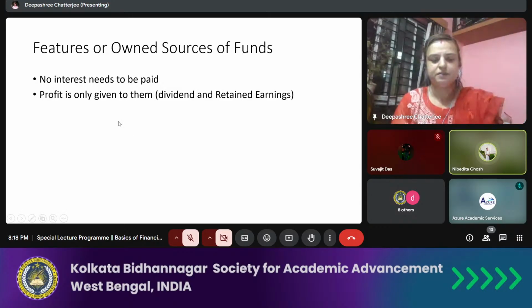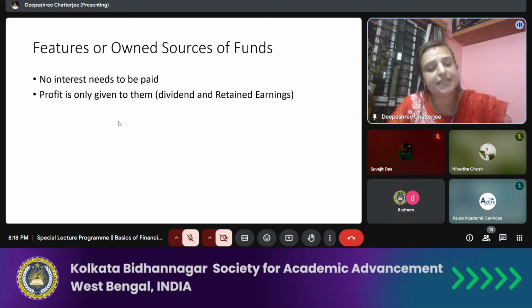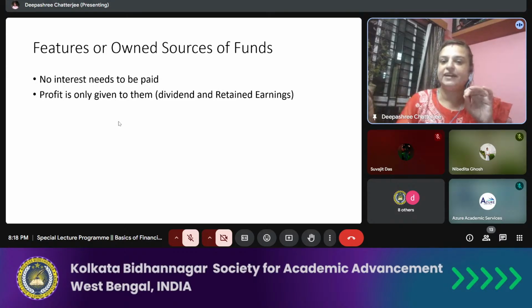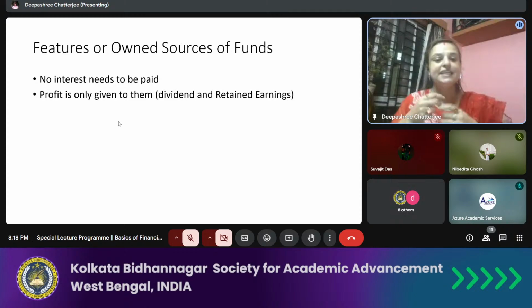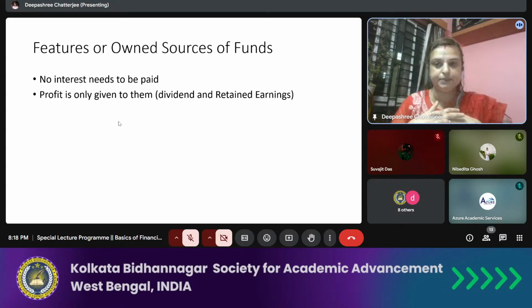Yes, you will have to pay interest. So even if the company is running at a loss, you will have to pay them the interest, right? So in case of debt funds, interest needs to be paid irrespective of profit or loss. But when it is my fund only, I don't have to pay interest to myself. So first thing is that no interest is required to be paid. So it's a big benefit especially for newly launched companies, because they have chances of getting losses in the beginning years.